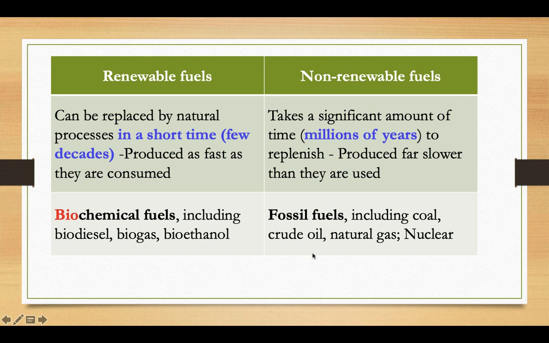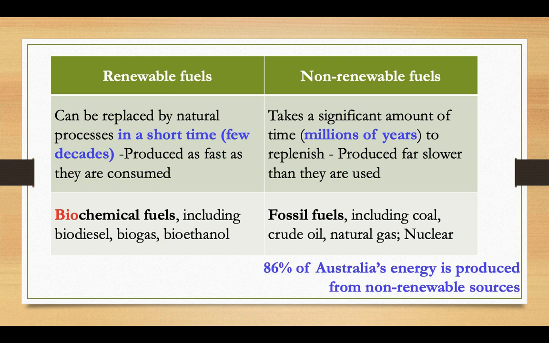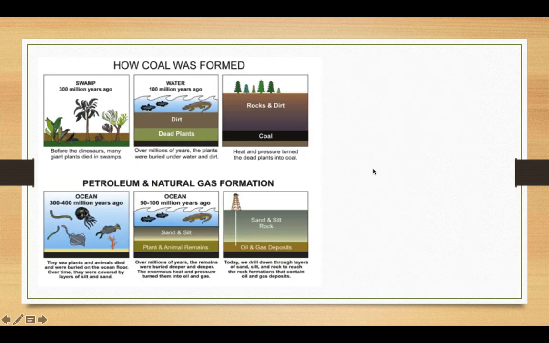As to non-renewable fuels, they include crude oil, natural gas, and coal. Also, nuclear energy is a non-renewable fuel. It is clean energy, but it is not renewable. The majority of Australia's energy is produced from non-renewable resources. So, for the non-renewable resources, there are two kinds that we normally talk about: coal and oil.